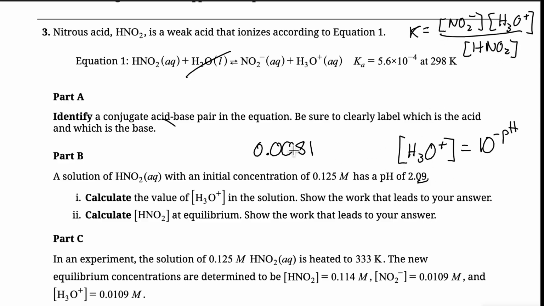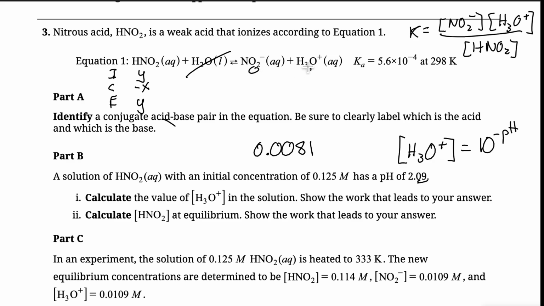So we found our answer is 0.0081 for our H3O plus concentration. We can also say that concentration is the same as the NO2 minus concentration, because if you make your ICE chart, you're really solving for here. We'll have this be Y, and then this is minus X, and this will stay Y because our K value is super small. So this minus X doesn't really matter.